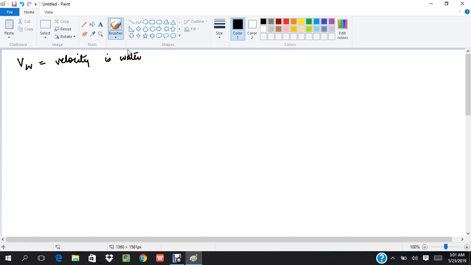The second component is the relative velocity, that is the velocity of the object that is crossing the river with respect to the water. This is VO/W, the velocity of the object with respect to water. What is this going to tell us? This is going to tell us the course the object has to take, and the starting velocity is going to be the magnitude of the relative velocity. So this tells us the course the object has to take in order to reach the desired destination.